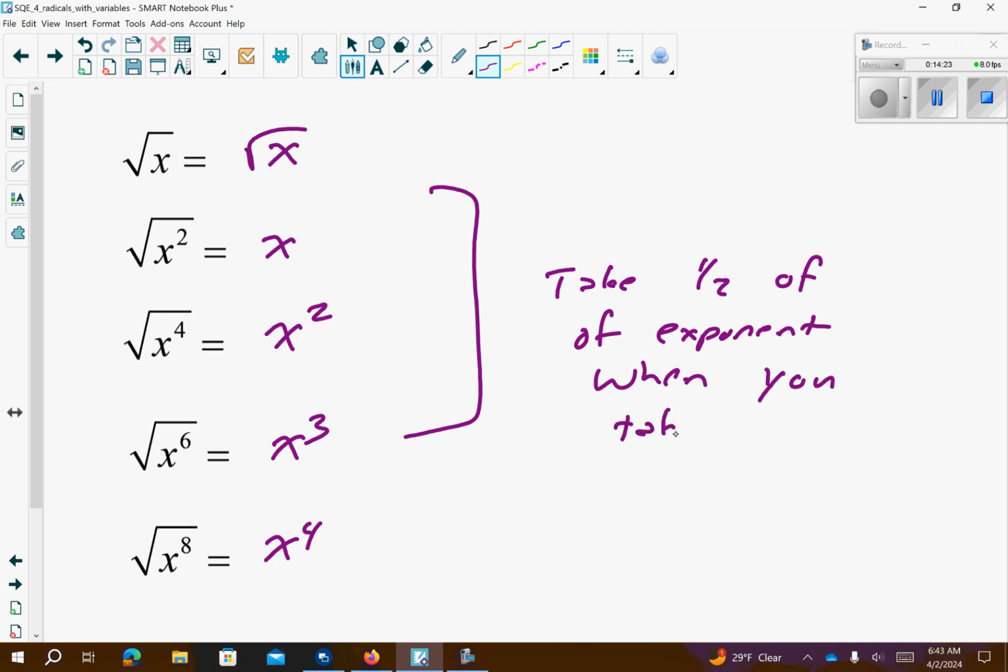when you take the square root. Okay, so remember the square root's that, okay?